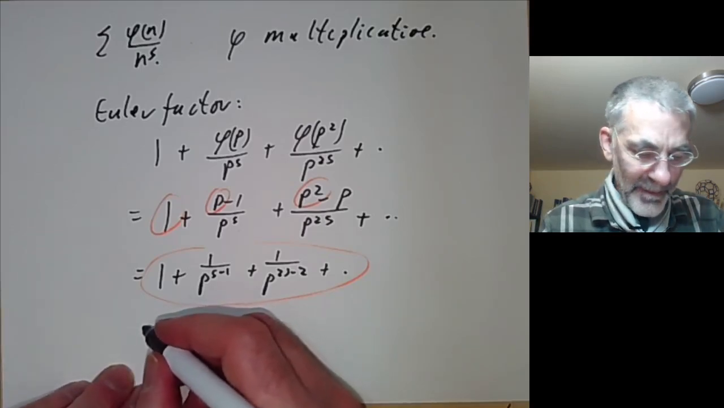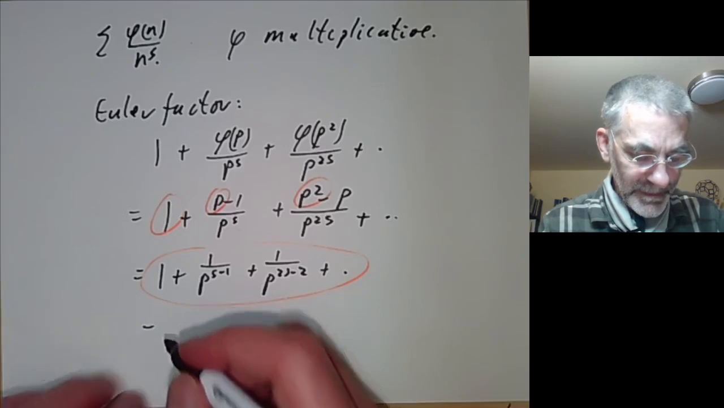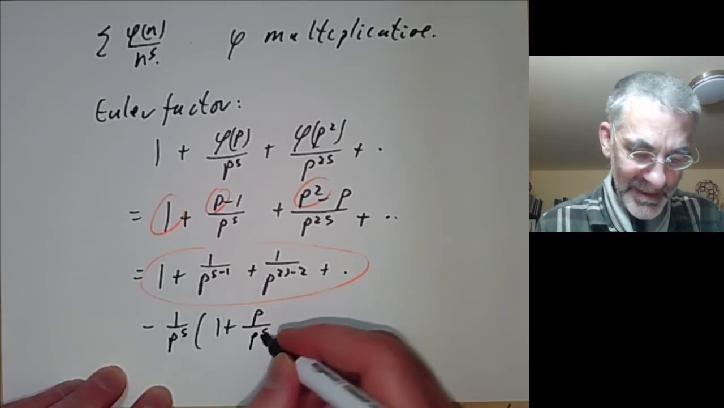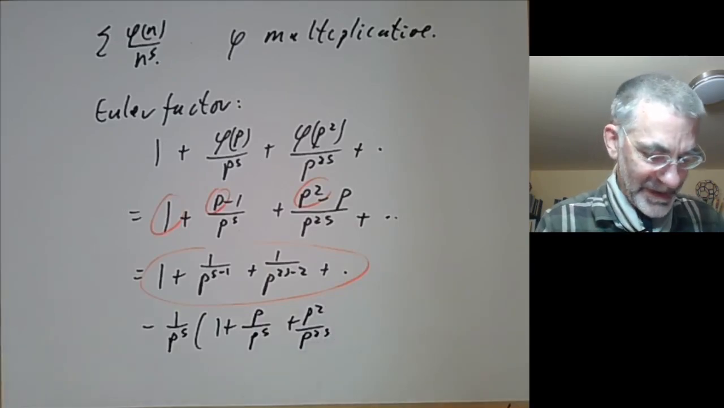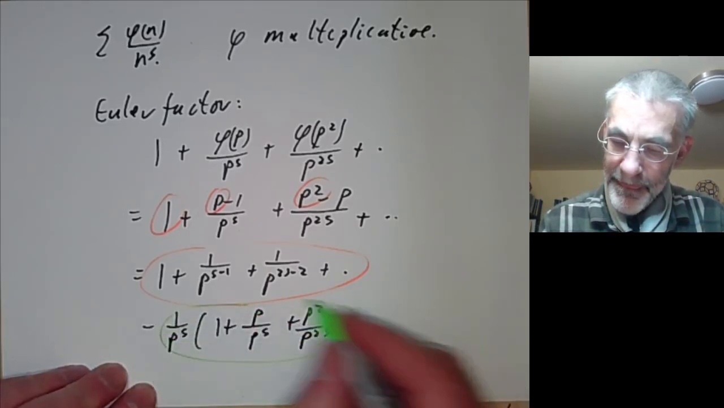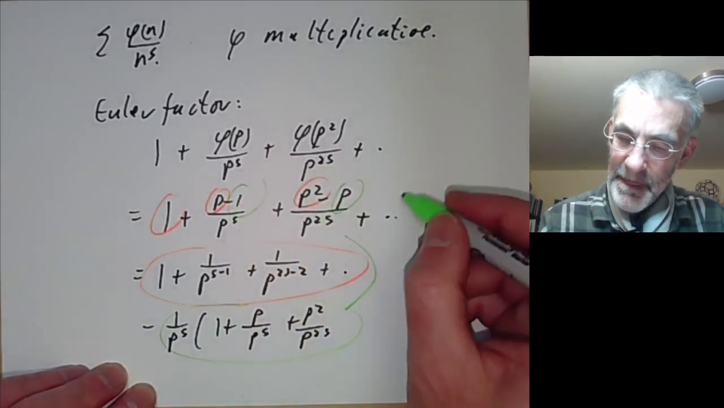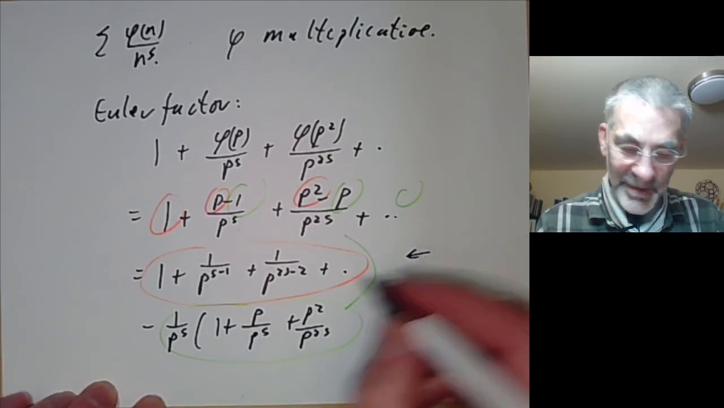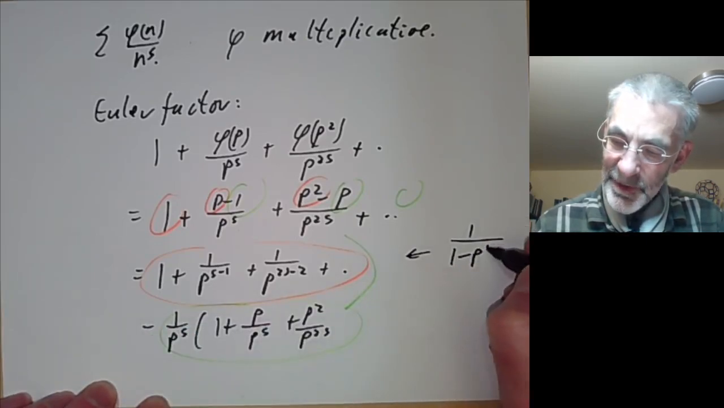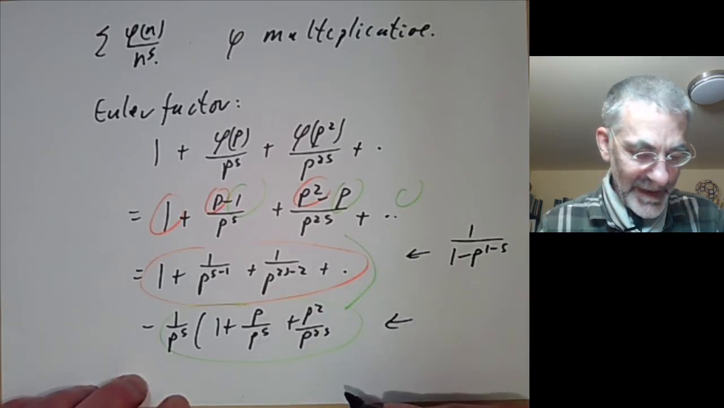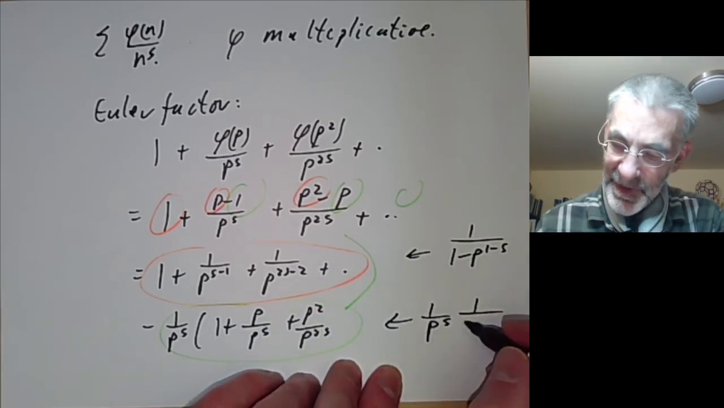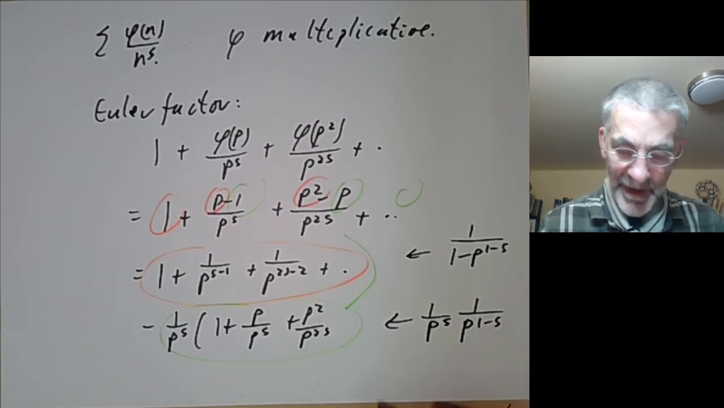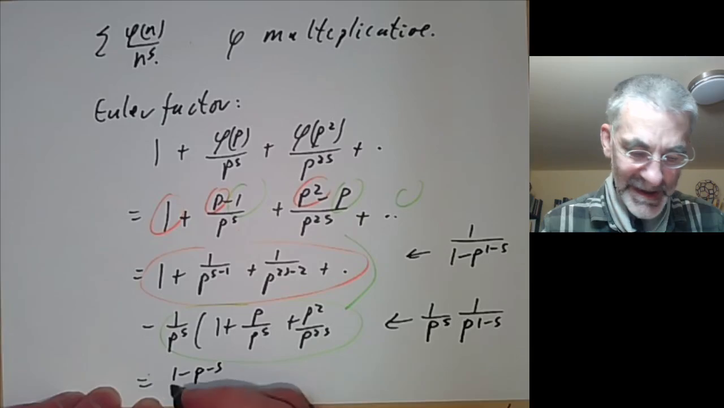So we get minus 1 over p to the s times 1 plus p over p to the s plus p squared over p to the 2s and so on. So this bit here is coming from these terms here. And we can add this off easily because this is 1 over 1 minus p to the 1 minus s, because it's a geometric series. And this bit here is 1 over p to the s times 1 over 1 minus p to the 1 minus s. So altogether, this is equal to 1 minus p to the minus s over 1 minus p to the 1 minus s.